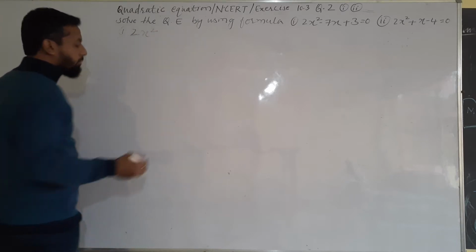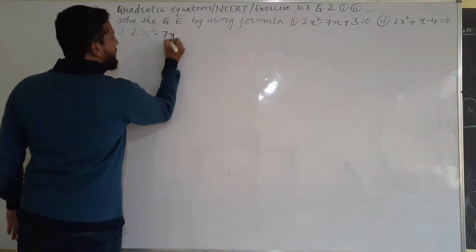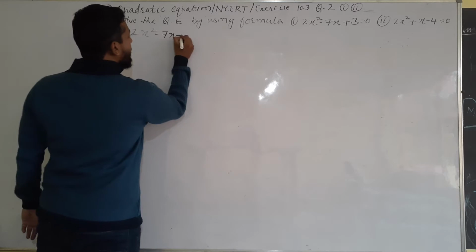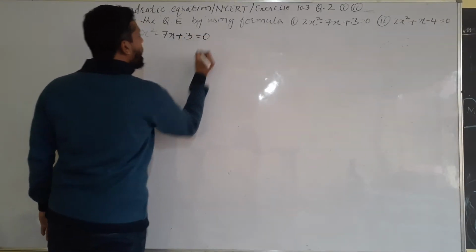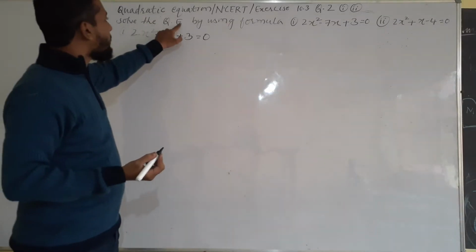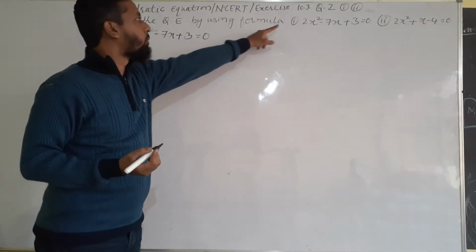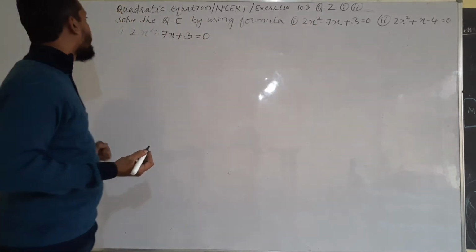x square minus 7x plus 3 is equal to 0. The question will be like this only. Solve the quadratic equation by using formula. So this is the quadratic equation, we are solving it by formula.